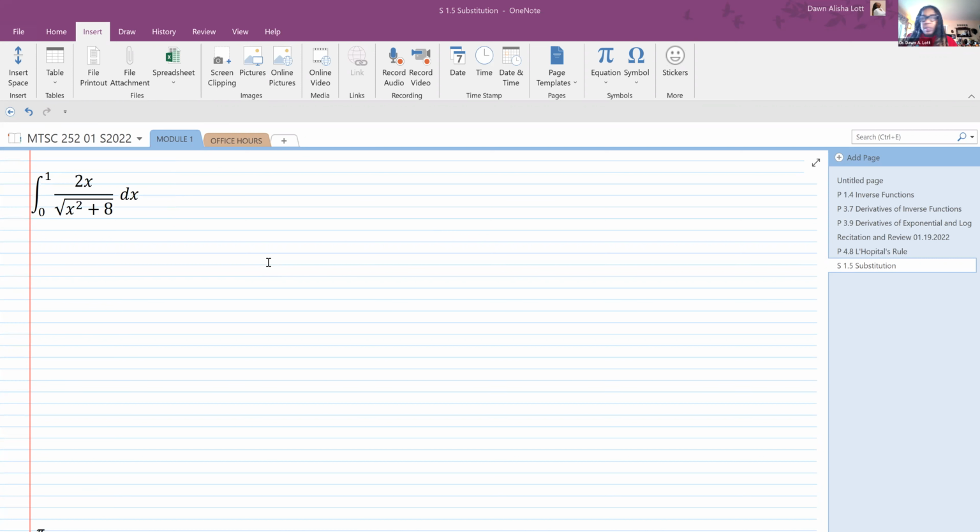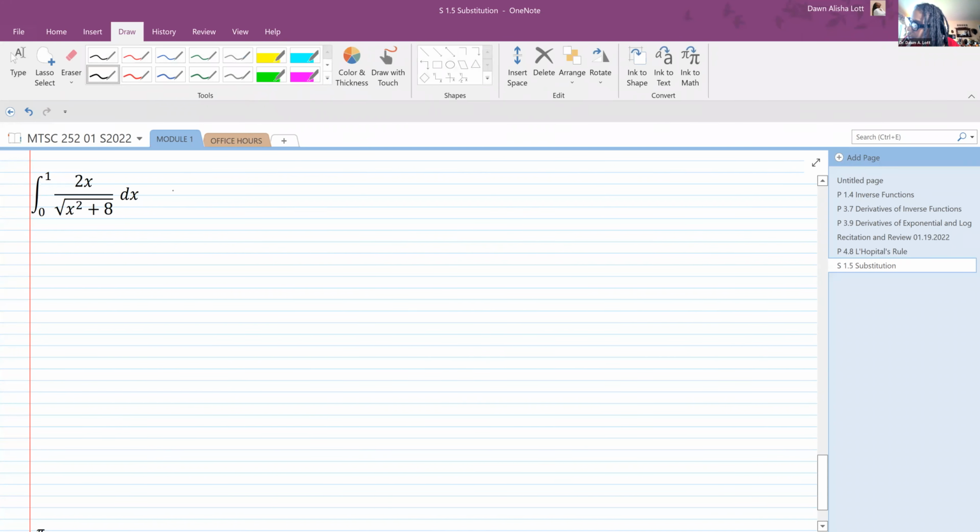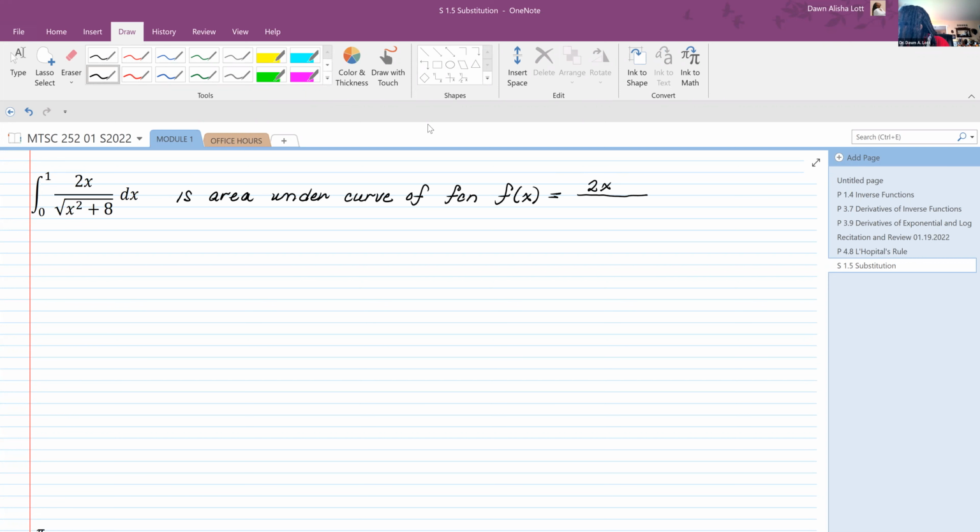Okay, so what this means is, by definition, this is the area under the curve of the function f of x equal to 2x over the square root of x squared plus 8 on the interval.